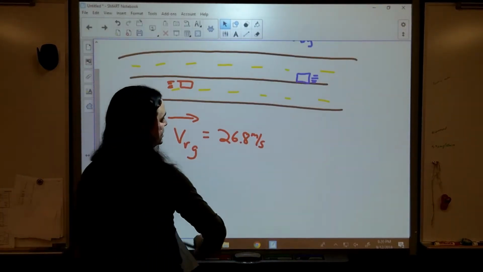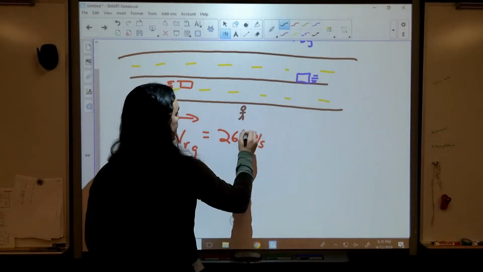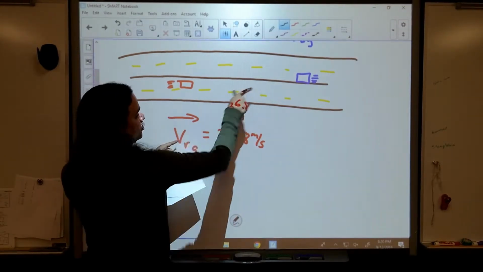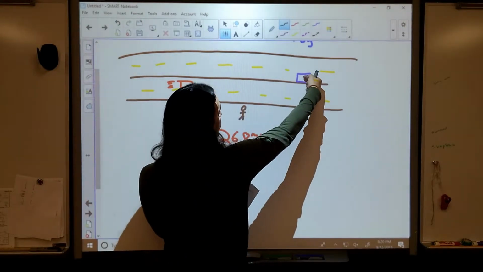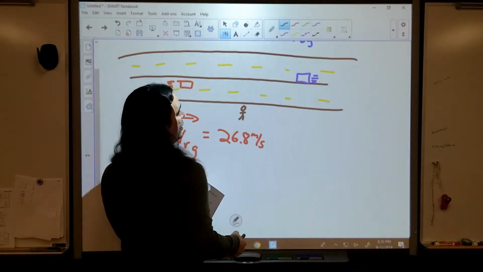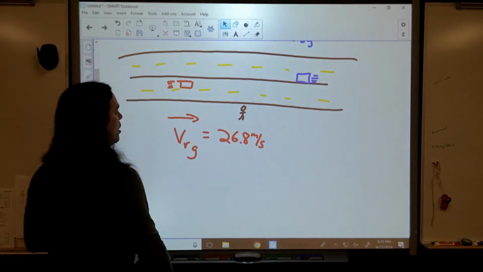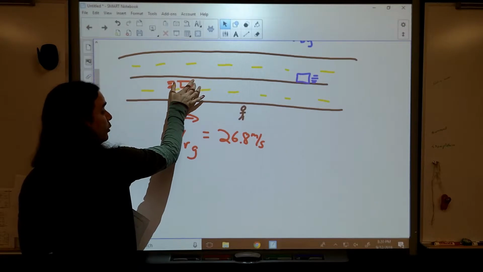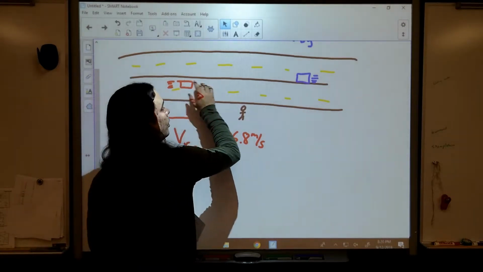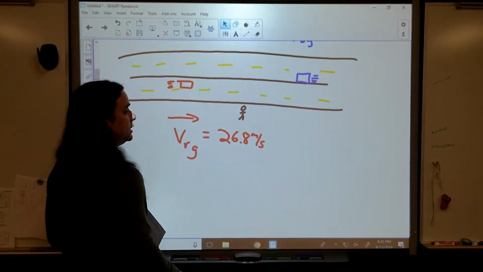If you've got someone standing on the ground, they're going to see the red car going positive 26.8, so 60 miles per hour that way, and they're going to see the blue car going 60 miles per hour that way, which is negative. Now, what I'd like to know is, from the reference frame of the red car, when they look at the blue car, what do they see?